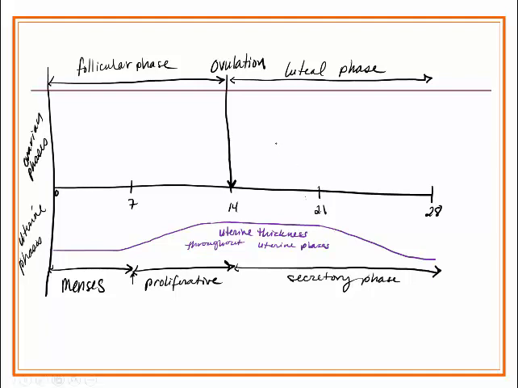Okay, now that thickness is because of the presence of estrogen and progesterone. The presence of estrogen and progesterone are due to the presence of follicle-stimulating hormone, luteinizing hormone, and gonadotropin-releasing hormone. So we are going to add the levels of those hormones to this diagram in the ovarian phases.